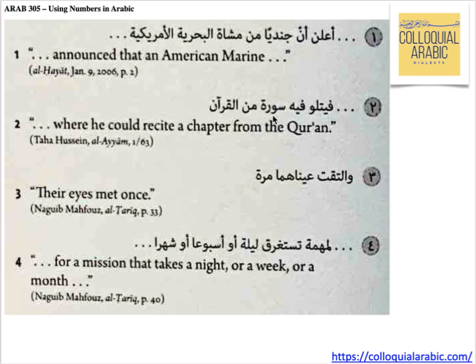فَيَتْلُو فِيهِ سُورَةٌ مِّنَ الْقُرْآنِ. Fayatlu, they used to recite, where they could recite a chapter from the Quran. Surah, one surah, a chapter. One surah, as you know, the Quran is divided into surahs, the chapters. So instead of using wahid surah or something, it's just surah that indicates it's the one.